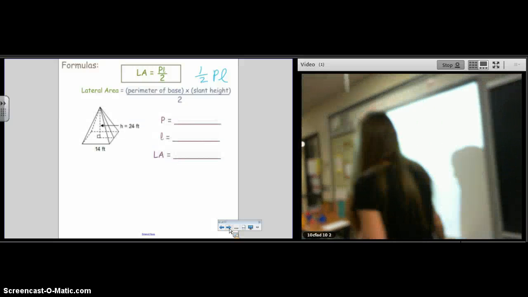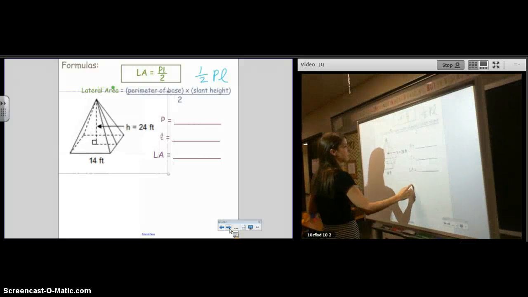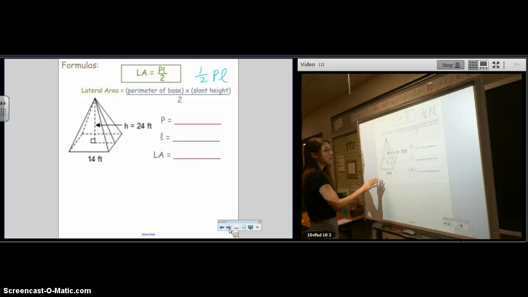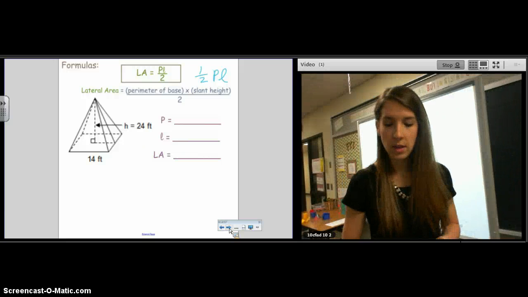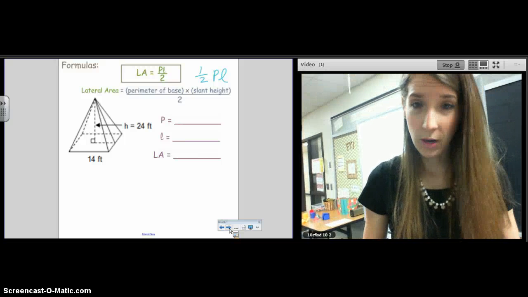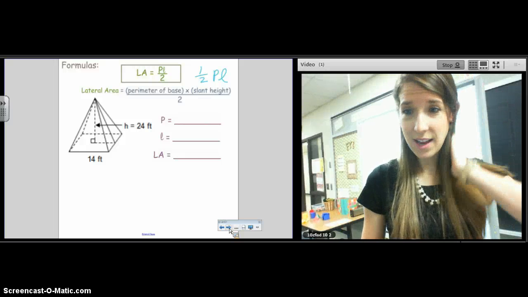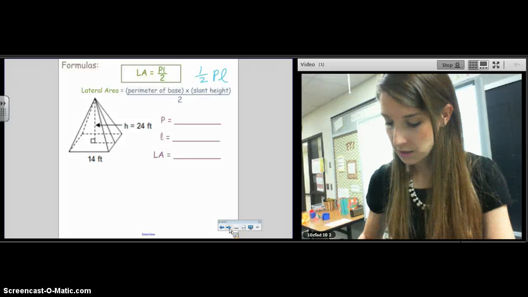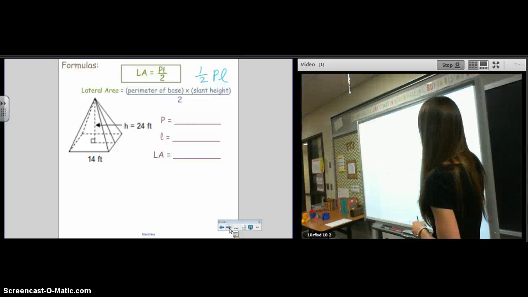So, given this square pyramid, we know the length of the base and we know the height. So let's find the perimeter of the base, the slant height, and then we can compute the lateral surface area. So remember, you assume every time that the base is regular. So that base, it's not a rectangle, it's a square. So we're going to just do 14 times 4, and that's how we get 56 feet.